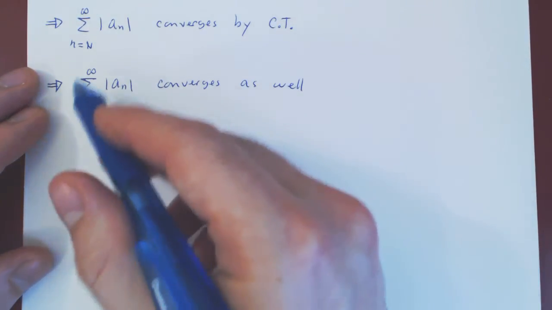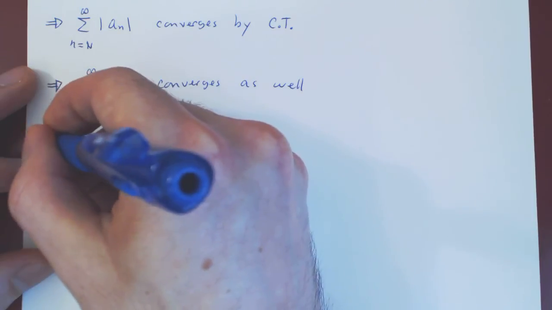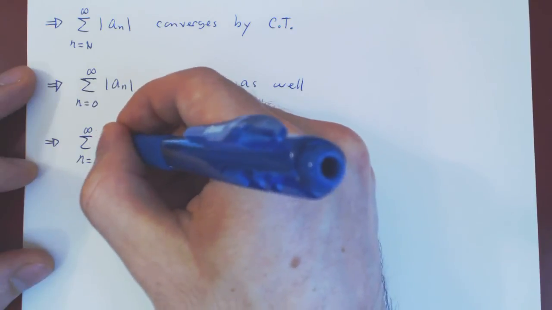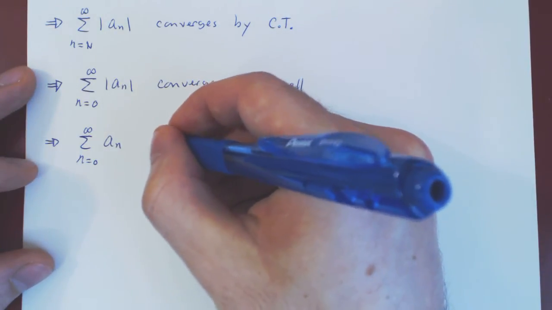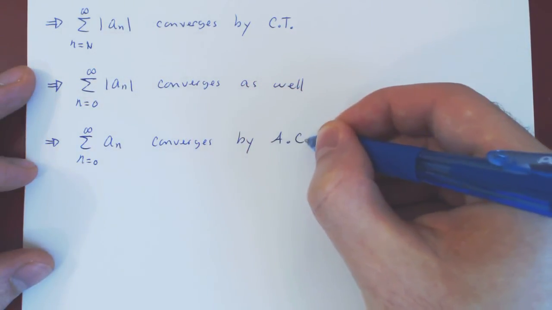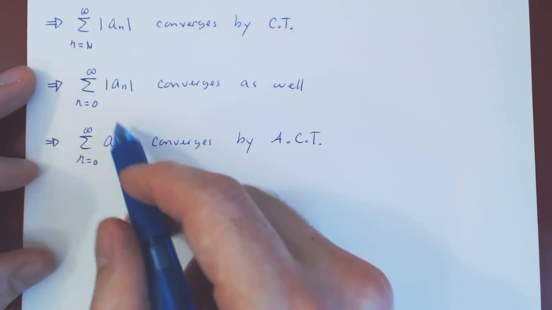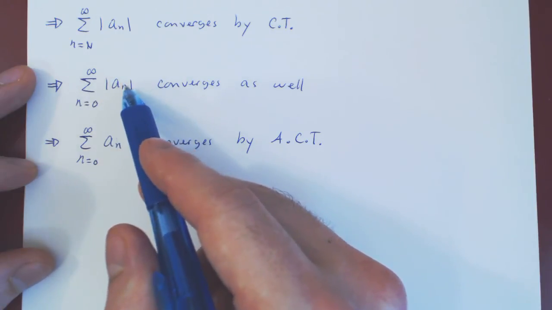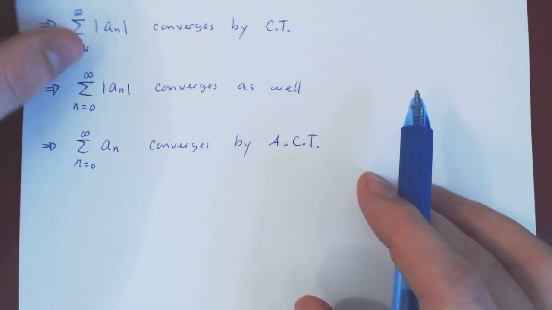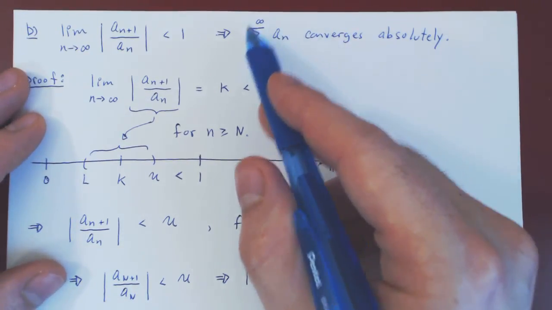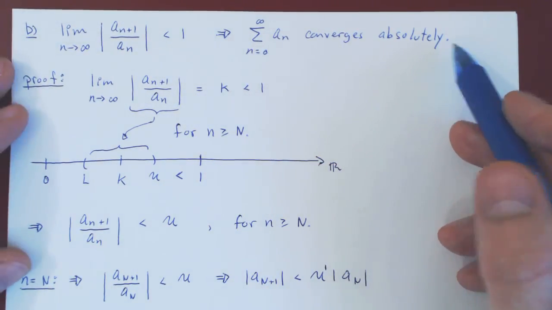But wait, if this series converges, then the series without the absolute value converges by the absolute convergence test. And therefore, the series of a_n without the absolute value and the series of a_n with the absolute value, both series converge. Therefore, our conclusion was correct. If we go back, our claim was that the series converges absolutely, which is indeed the case. And that's it.